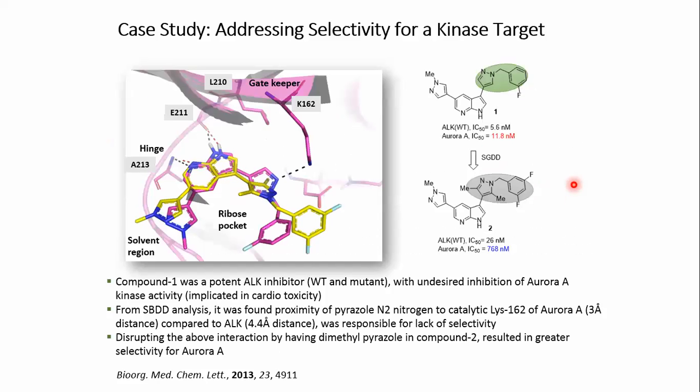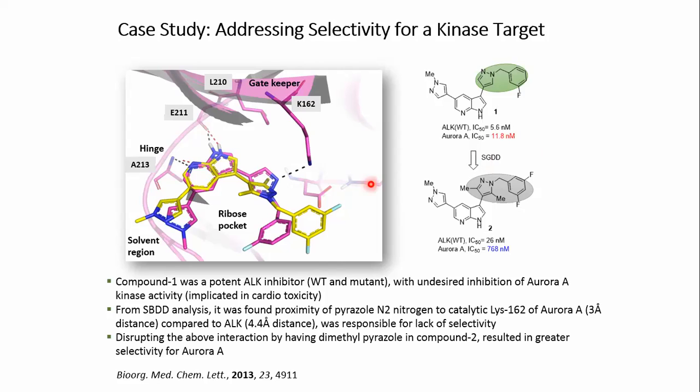Another challenge that we often meet is the selectivity problem, such as the selectivity of a target kinase in this case. We have compound 1 which shows very potent inhibition against ALK kinase, 5.6 nanomolar. But compound 1 was also very potent against Aurora A kinase activity. So this is not good because the undesired inhibition of Aurora A may have an implication in toxicity, especially cardiotoxicity. So we have to check the interactions of compound 1 with Aurora A protein structure.